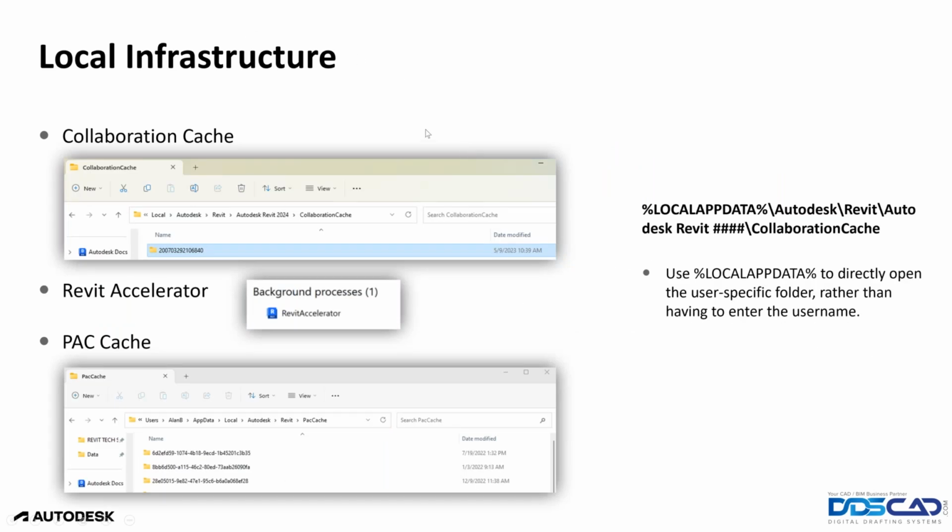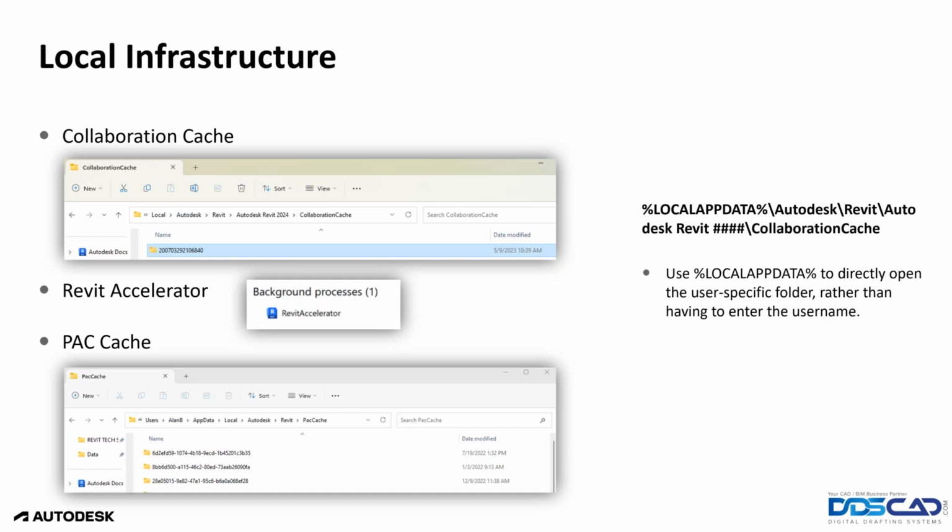So let's talk about our local infrastructure on our computers themselves. What we have is called the collaboration cache, and I wanted to talk about that first. When you open a model that's located in the cloud, similar to what some of you may be used to when working on a central model on a local server in your office, it's going to create a local copy of that central model. That's what you actually work on and make changes to, and then you synchronize with that central model that's in the server, or in our case, in the cloud.